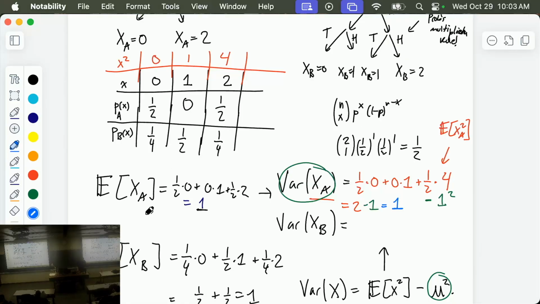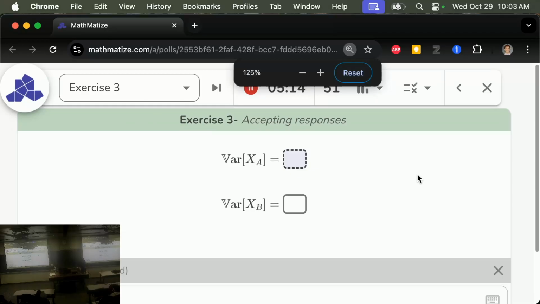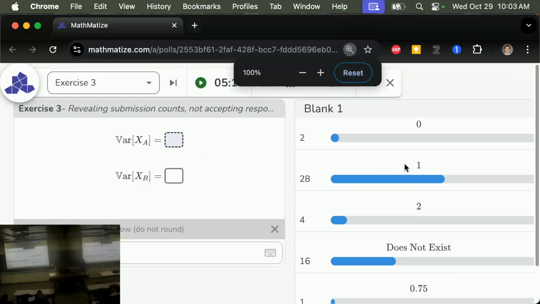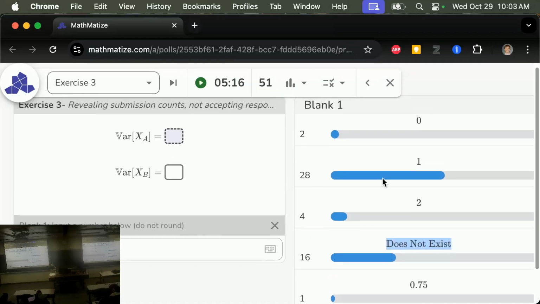Okay, let's see what people said, actually. Did people get the variance of Alice? Okay, 28 people got it right. That's very good. 16 people are confused, but maybe now that they've seen it, it will be okay. If you said 2, then you probably did it correctly and you just forgot to subtract 1. So actually, this is pretty good.